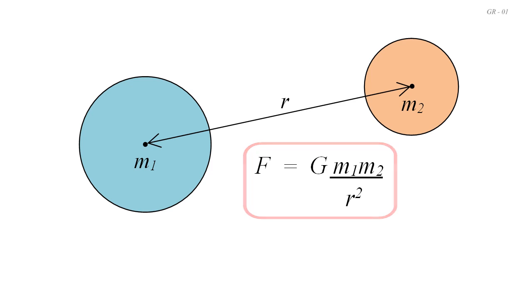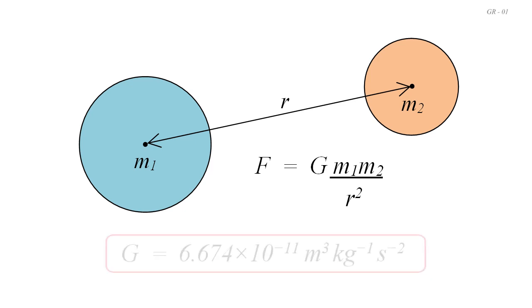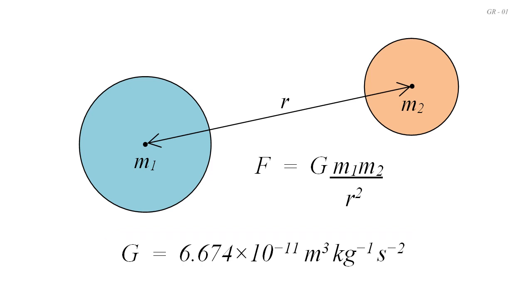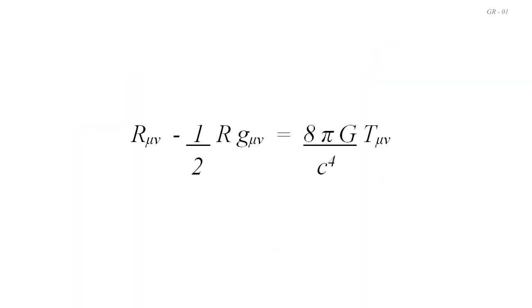This constant G is actually quite difficult to measure with any great accuracy. It's now known to four significant figures to be 6.674 times 10 to the minus 11 meter cubed per kilogram per second squared. It not only appears here in Newton's gravitational law, but it will also be seen in the Einstein field equations of general relativity, which come much later in this series of videos.